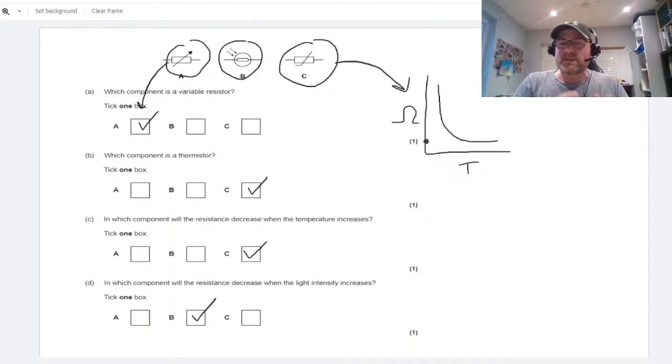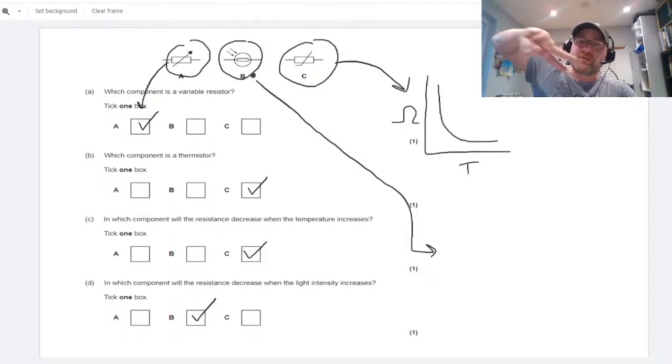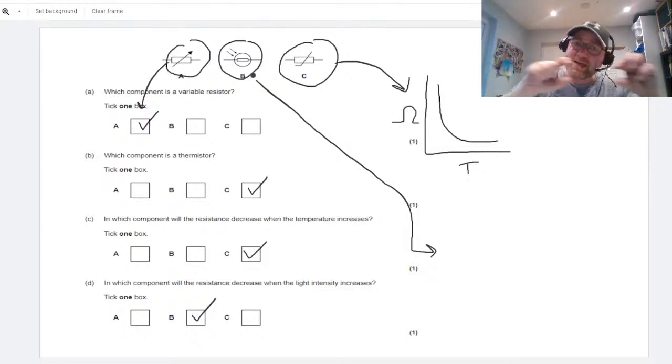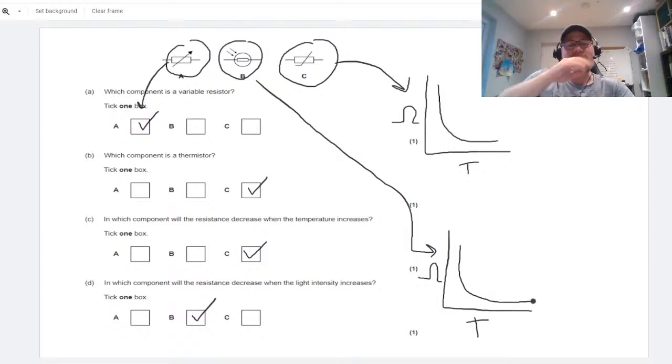Thermistors are in what we call sensing circuits, sensitive circuits, so they can sense changes in the environment. The other one that you need to know is the LDR, the light dependent resistor. Think of those two arrows as rays of light hitting a resistor, and it has the exact same shape graph, and the resistance goes down when it gets more light.